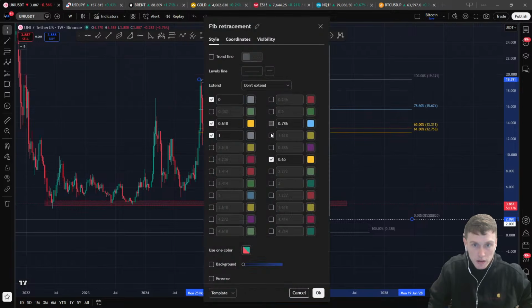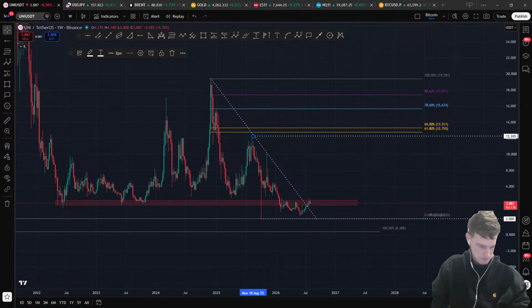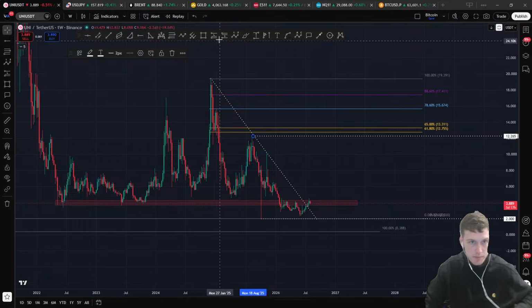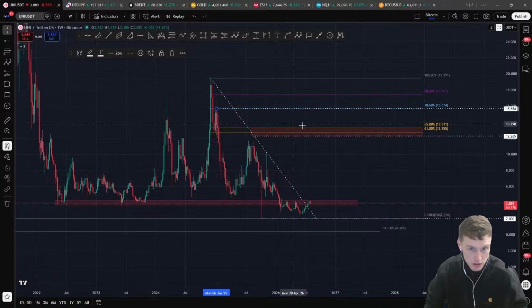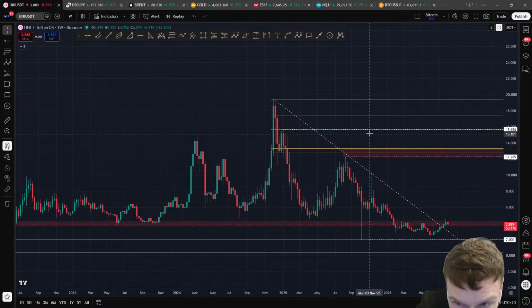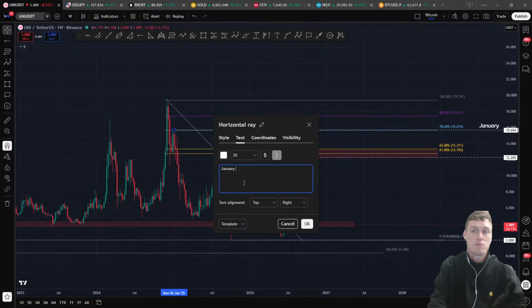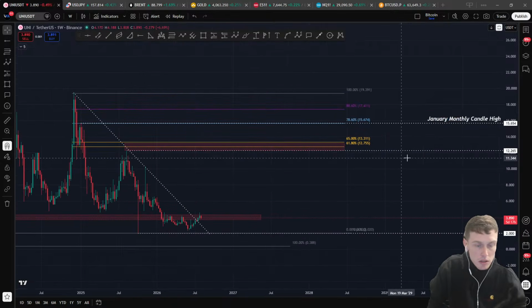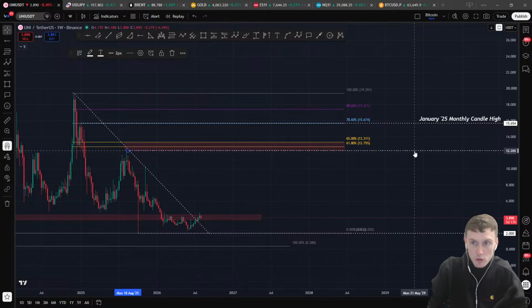Alrighty, I'm just drawing no fibs at all, apparently. Give me 1 second. Alright, pretty clear upside here. We got a major weekly candle high. Is it monthly? No. Yes, it is. January monthly candle high. 25 August.